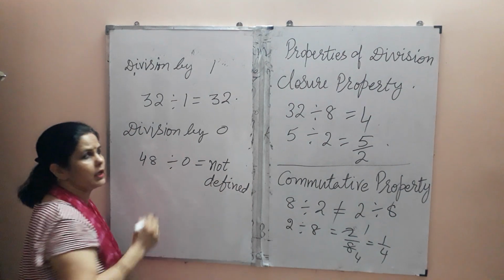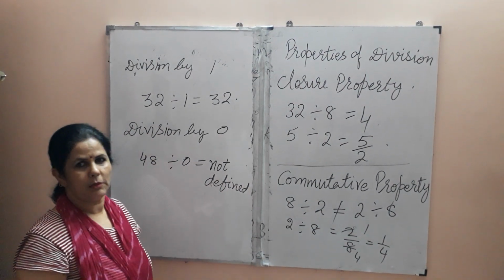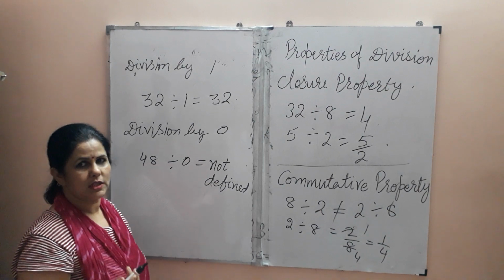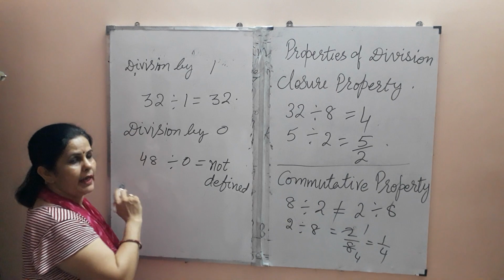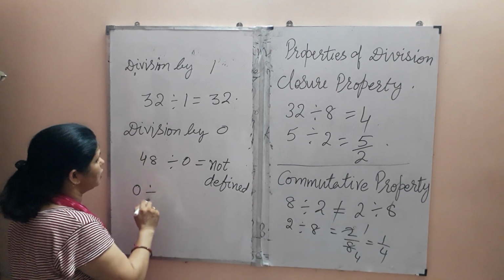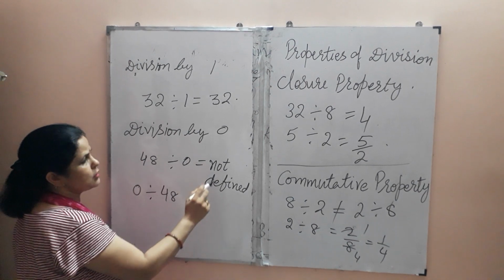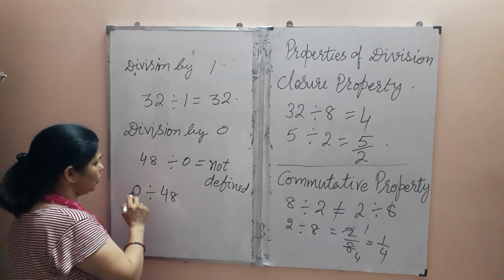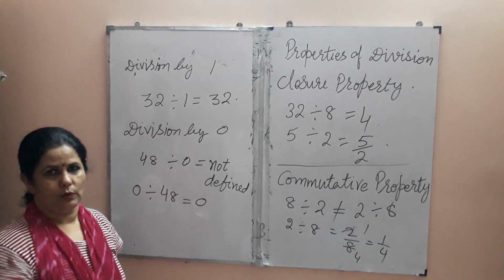Because 0 cannot divide any number, because 0 doesn't have any other number in its table. 0 1s are 0, 0 2s are 0, 0 3s are 0. So 0 cannot divide any number. But if 0 is the divisor, then there is no defined answer. If 0 is divided by any other number, then the answer will be 0.